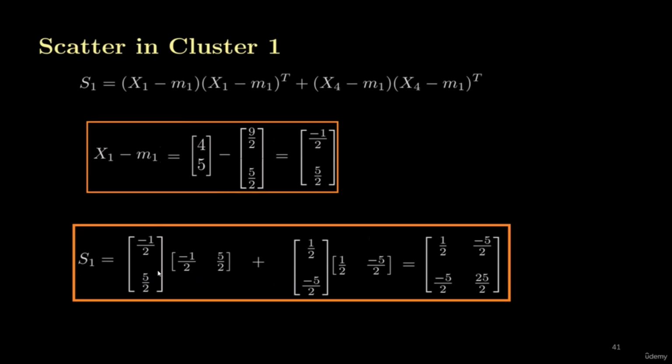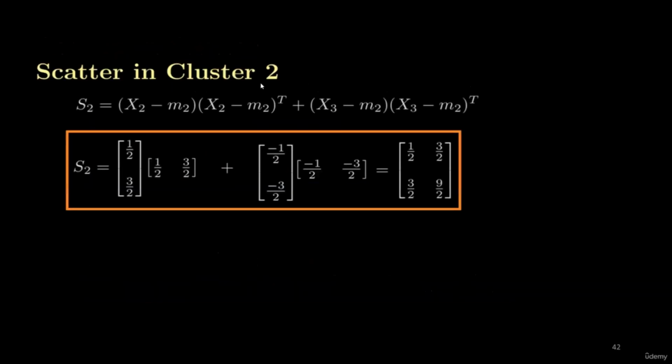So multiply these two matrices and these two matrices and then add, and you will get S1. So this is S1. Here we use the points inside cluster 1 and the mean of cluster 1. Similarly, we can find the scatter in cluster 2 by the points inside cluster 2 and the mean M2 of cluster 2. By doing all the steps which we did previously, we get up to this matrix.